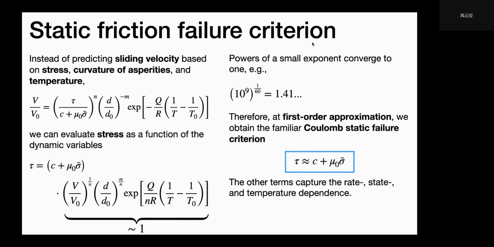Yes, I do have a little question about your assumption of the last point about the power of a small exponent converging to one. It's true, but it's only for the power law part, but not for the exponential portion where you have temperature. When the temperature changes by a few hundred degrees, this last term may change a lot.